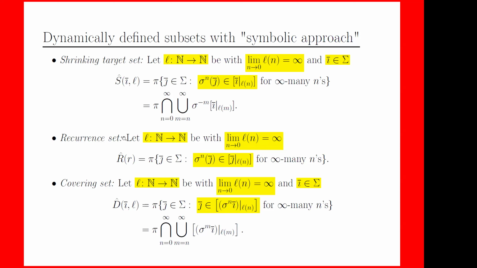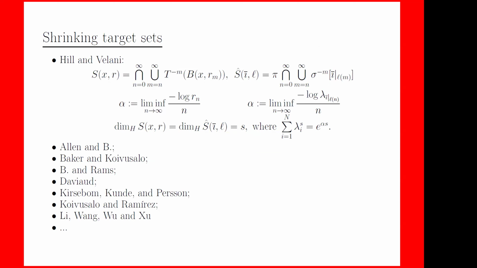And you do the same association with the recurrent set, and you also do the same association with the covering set. So instead of looking at geometric rates, we now have symbolic rates, which means the length of the cylinders. And what you want is to cover these points infinitely often with the cylinders along the orbit of some fixed point. Okay, so these are the two different approaches. In the case of shrinking targets, these two approaches are not really different.